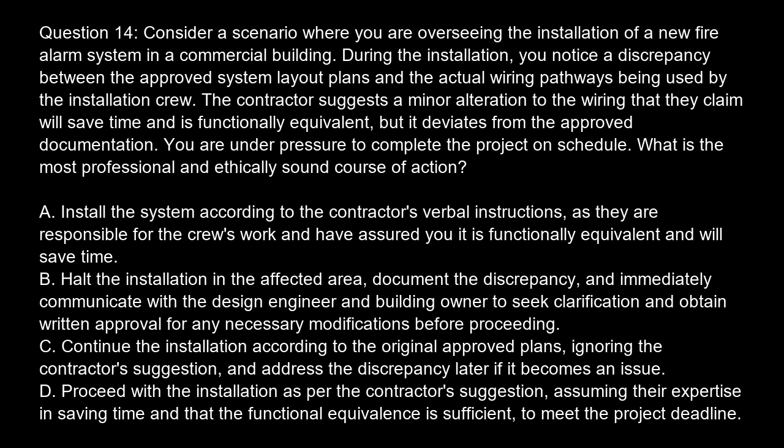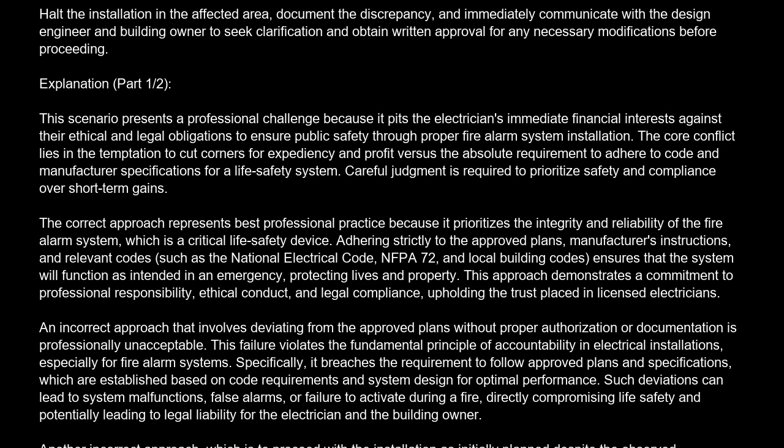Option C. Continue the installation according to the original approved plans, ignoring the contractor's suggestion, and address the discrepancy later if it becomes an issue. Option D. Proceed with the installation as per the contractor's suggestion, assuming their expertise in saving time and that the functional equivalence is sufficient to meet the project deadline. The correct answer is B.